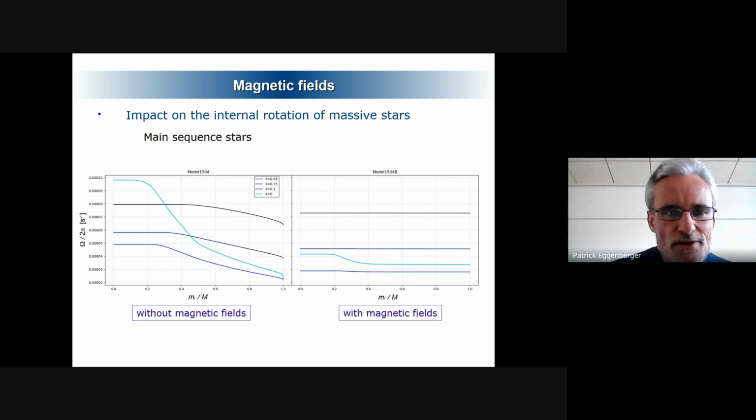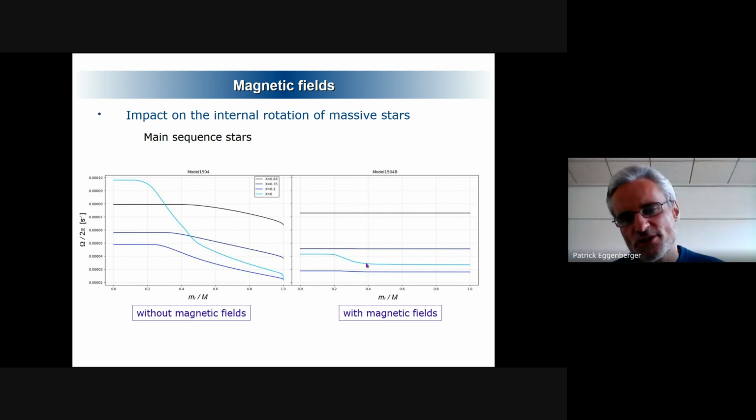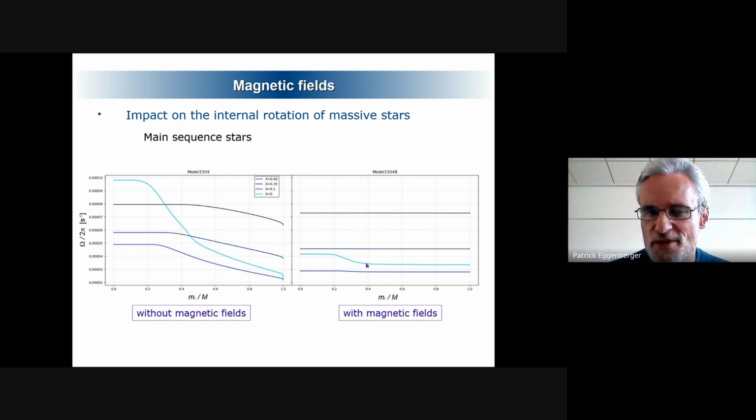And you see here the rotation profile for a 15 solar mass star. So this is without magnetic field. You predict high degree of differential rotation, while here with magnetic field, you have solid body rotation almost. And then when the star is approaching the end of the main sequence, you have more chemical gradients. You see some small differential rotation. So we see a difference with magnetic field. As expected, the rotation profiles, sorry, are flatter than without magnetic fields.